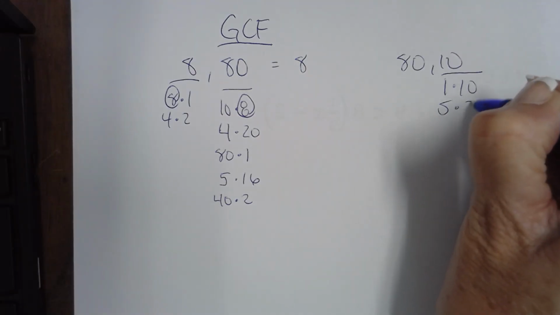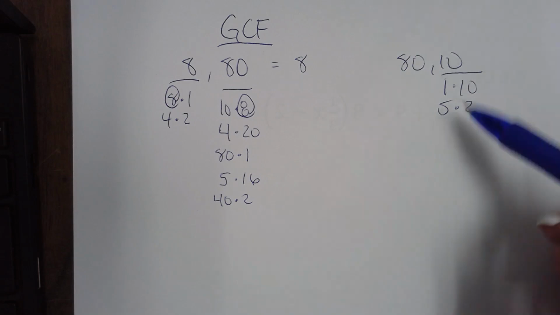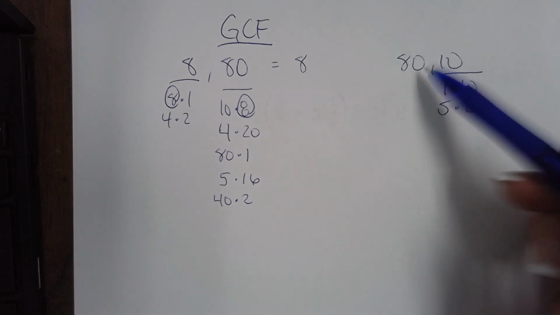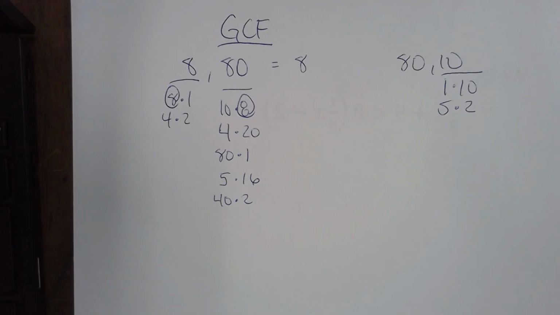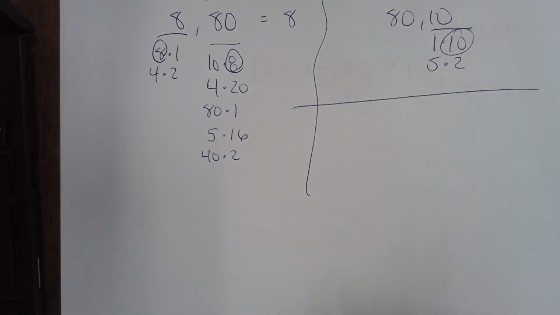So I'll demonstrate my shortened version. The factors of 10 are 1 times 10 and 5 and 2. And I'm looking for the biggest number that'll also go into 80. What's that number? It's 10. So the greatest common factor is 10. Okay? Now, let's go to variables, which is something that you probably have not done.